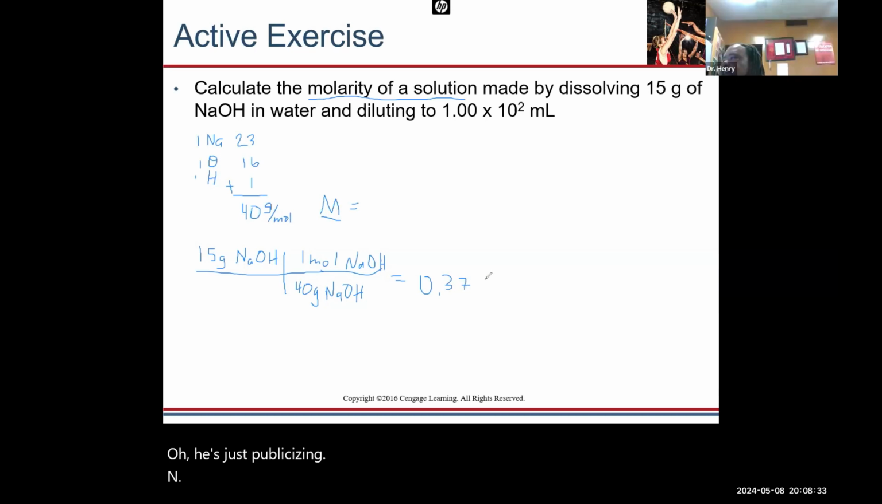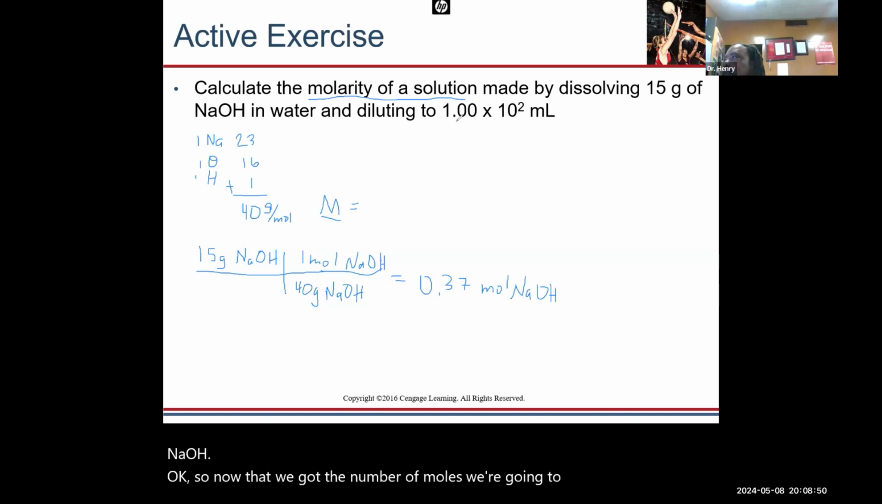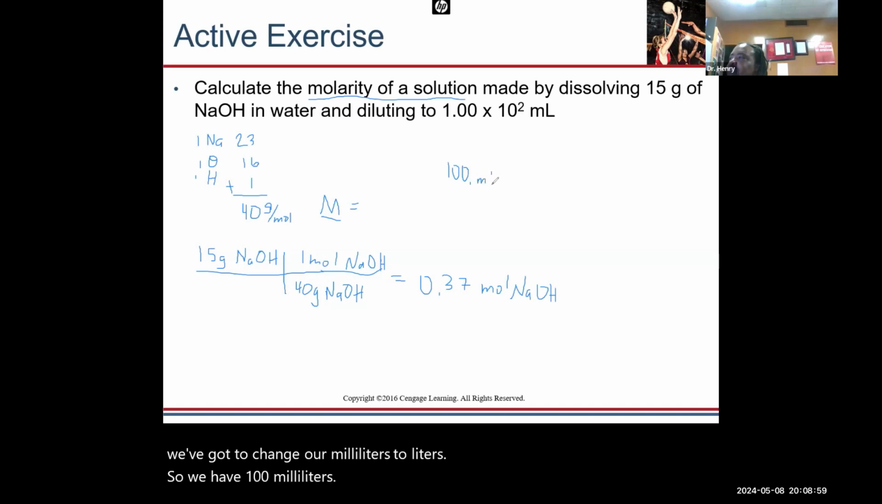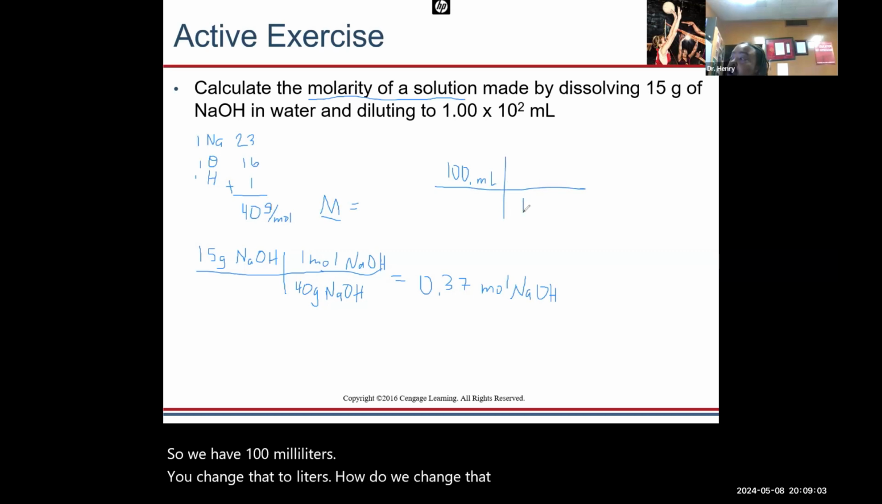Okay, so it'd be 375 exactly. So 375 NaOH. Okay, so now that we got the number of moles, we're going to divide it by, well, we got to change our milliliters to liters. So we have 100 milliliters. How do we change that to liters?